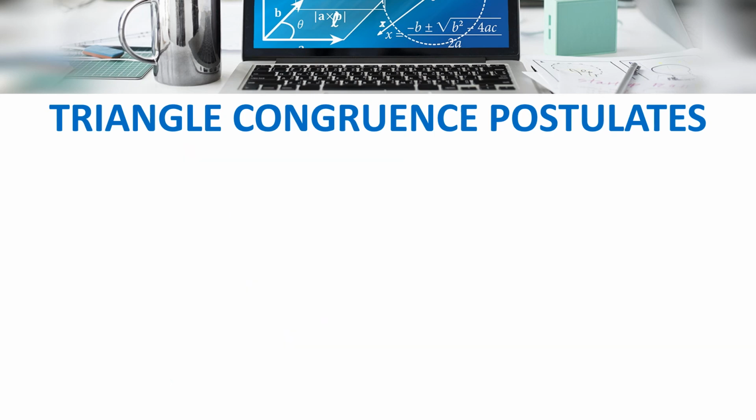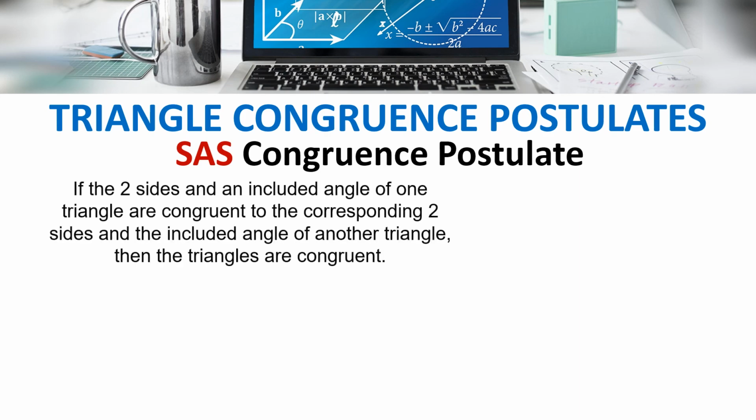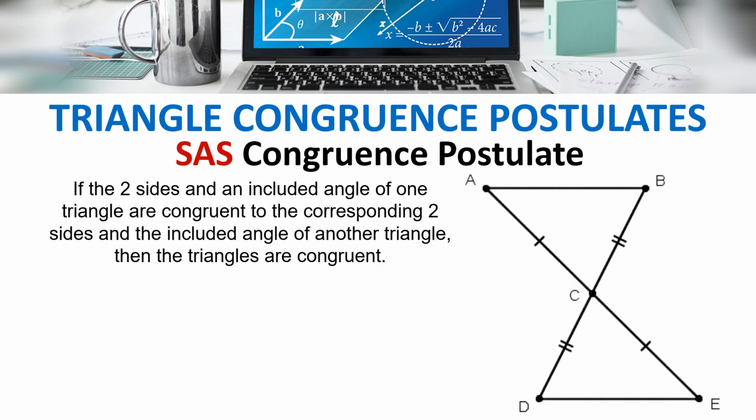Let's move on to the next postulate. So we have SAS Congruence Postulate. So ano naman kaya tong SAS? Ang sabi, if the two sides and an included angle of one triangle are congruent to the corresponding two sides and the included angle of another triangle, then the triangles are congruent. Ayan. So, here's an example.